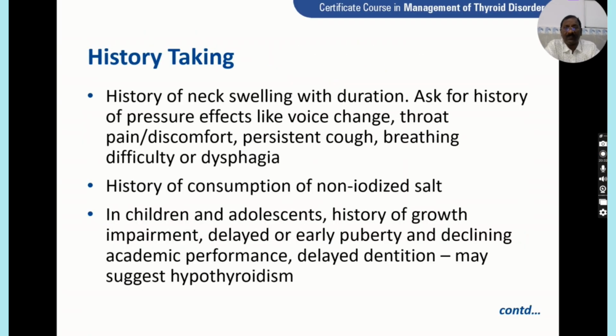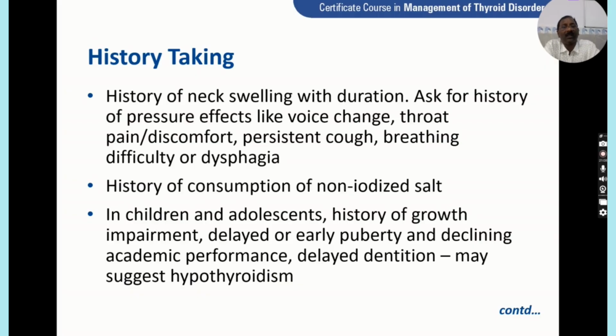So history taking is an art. History of the neck swelling with the duration. If the person is having the goiter, ask for history of the presence of pressure effects like voice change, throat pain or discomfort, persistent cough, breathing difficulty or dysphagia. So these are all the compressive features. So it could be a malignancy of the thyroid or any toxic nodular goiters or solitary nodules, etc. So the compressive features also you should ask in any people who are having goiters.